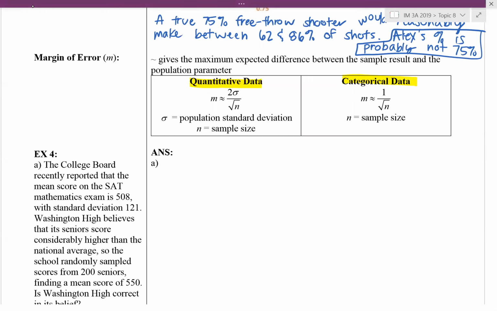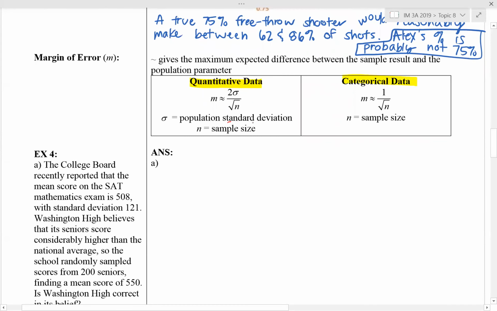One of the key clues as to what kind of data you have is if they give you a standard deviation, that means that it's quantitative. You cannot find a standard deviation if you have just a list of answers.